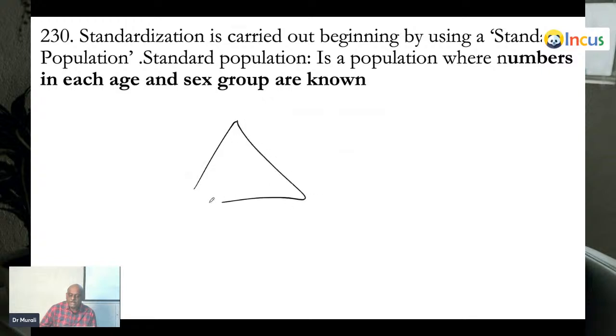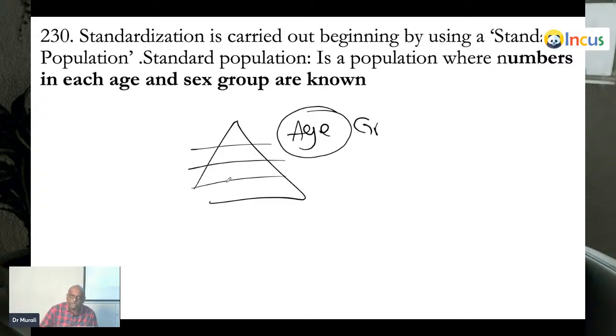So we take one standard population. What is the meaning of a standard population? A population in which you know clearly in each age group, I mean, how is the age stratification of that population? How is the sex stratification of that population? Once you know that, then that is basically called the standard population, is what you have to emphatically remember.